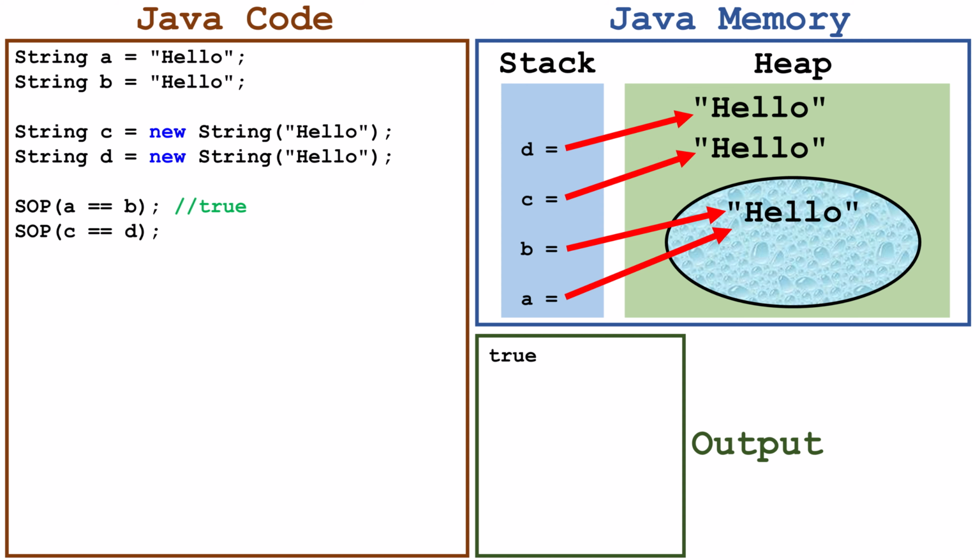Now let's look at another line of code. We're checking if C and D are pointing at the same memory location on the heap.